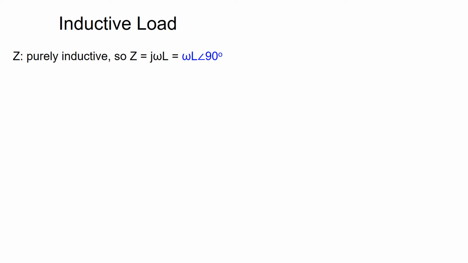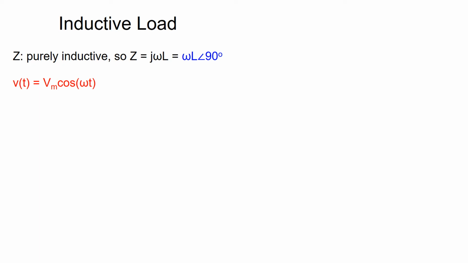Now let's consider the situation in which the load is purely inductive, that is, Z is equal to j omega L, where L is an inductance. We can write this in rectangular form, where we see that it's a purely imaginary positive number, or in polar form with magnitude omega L and phase angle 90 degrees.